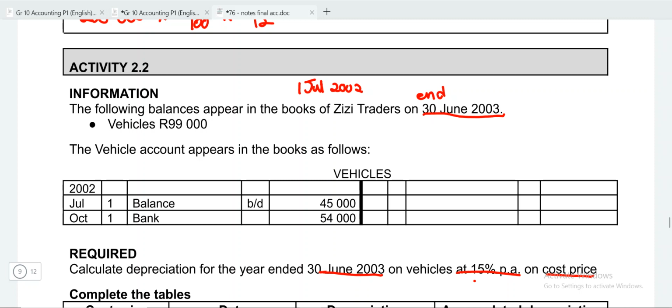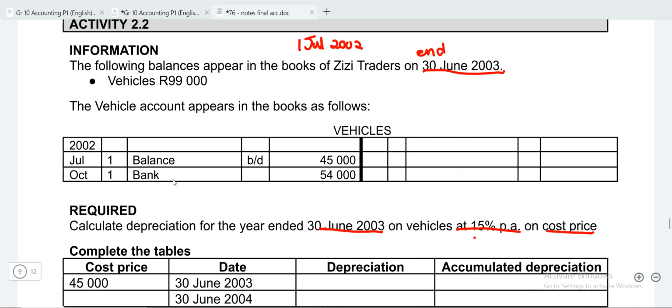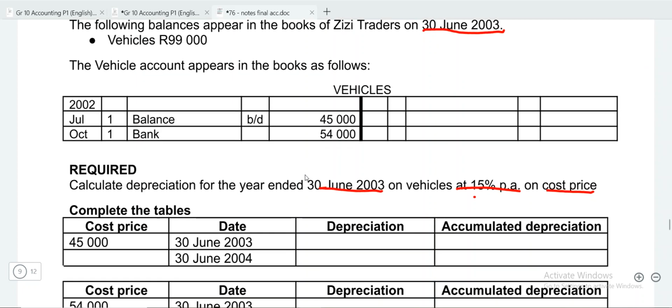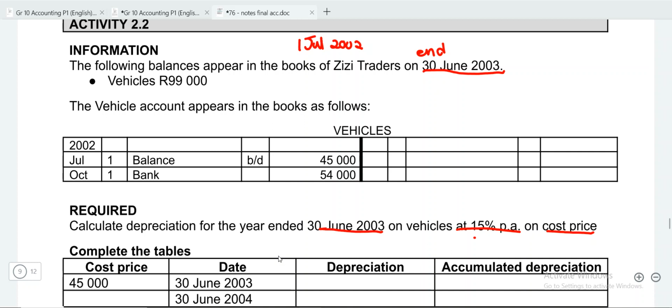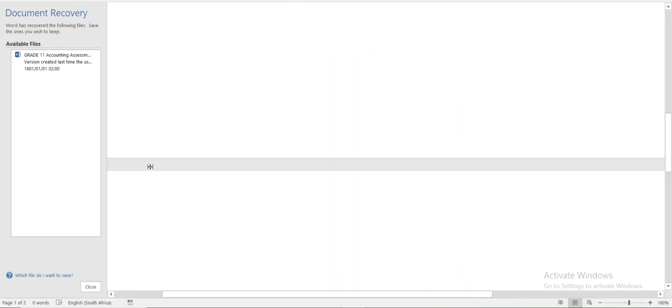The other thing that you need to know is the alternative names. If they don't want to say cost price, they'll say fixed or straight line, so you should not be surprised when you see such words. So let's start with the first one. The first one was bought at the beginning of the year, so obviously it was with us for the entire financial period. So what we need to know when we calculate depreciation, you need to know these things.